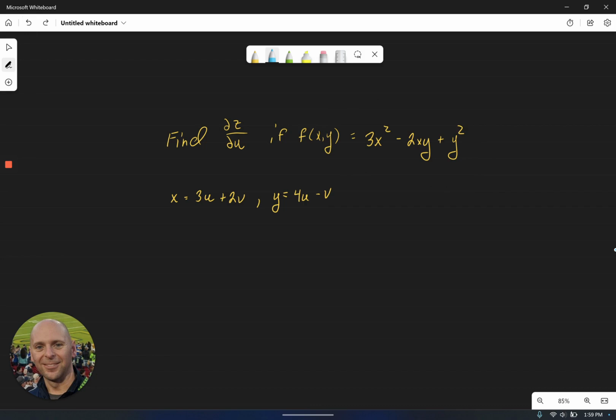Now the tree is often a good place to start. So we have our function. I'm going to call it z because that's what we've been calling it. And again, it's a function of x and y, and each one of those is then subsequently a function of u and v. So when we set up our tree, I'll use the z notation here to represent f of x, y, because that's what we've been doing.